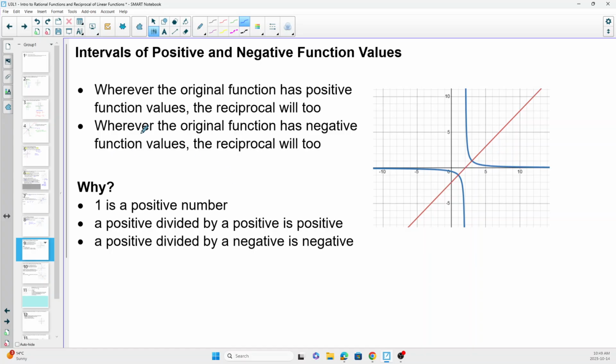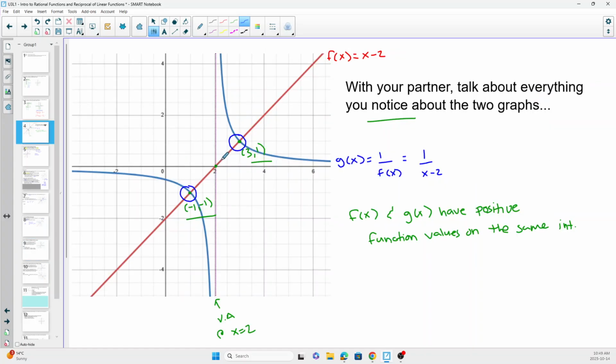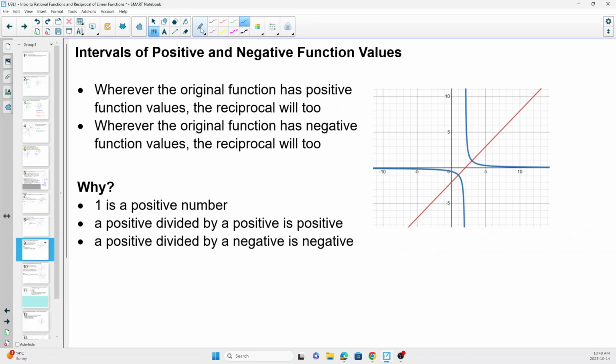Okay, intervals of positive and negative function values. Whenever the original function has a positive function value, the reciprocal function will too. Again, that might have been something you noticed, that anytime the red function is above the x-axis, the blue function is above the x-axis, and as soon as the red function drops below, the blue function drops below. Not a coincidence. Anytime the original function has positive function values, the reciprocal will too. Whenever the original function has negative function values, the reciprocal will too.